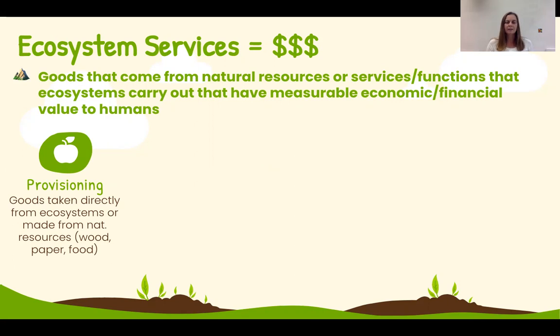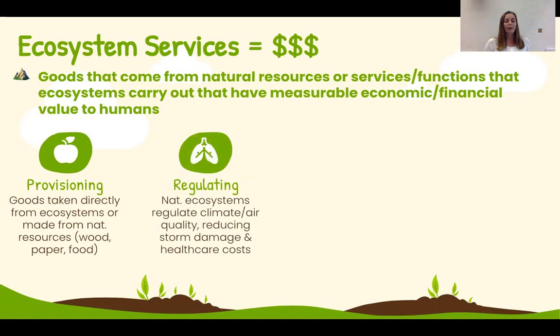So the first one is the easiest one to understand, and this is what we call provisioning ecosystem services. So these are goods that we take directly from ecosystems, things that we can make from natural resources. So when we talk about things we can make from natural resources, we're talking about lumber products. We're talking about food that we hunt, not crops, not domesticated animals, but food that we can either gather from the wild or something that we can hunt in the wild. It can also be wood products. So that would include things like paper and lumber.